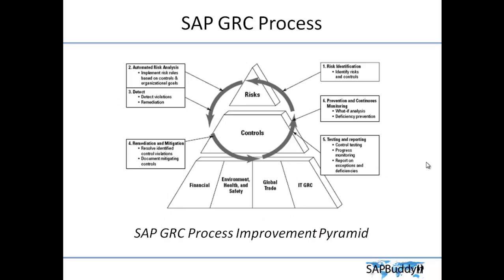This is an SAP GRC process. If you see the pyramid, at the top you have risk, which again derives into controls. These are again different modules of SAP, that is financial, health and safety, GTS and ITGC controls. We will see in detail in later sessions how the risk and compliance can be identified, analyzed, remediated and mitigated.